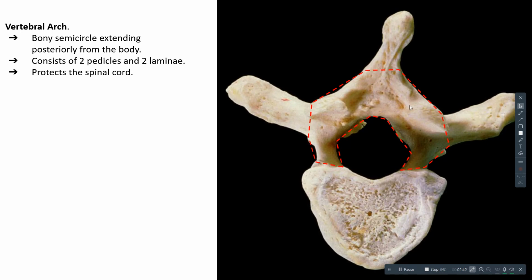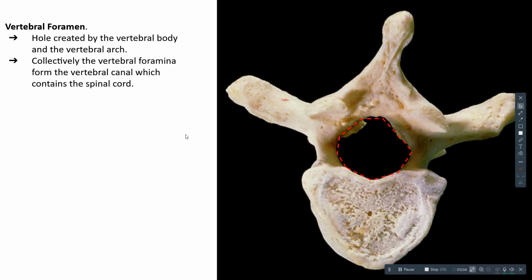It extends posteriorly from the body. It is going to protect the spinal cord. The spinal cord is going to be in this space here. And the arch is made of 2 paired structures. We're going to meet them in a second. We're going to have 2 things called pedicles and 2 things called laminae.